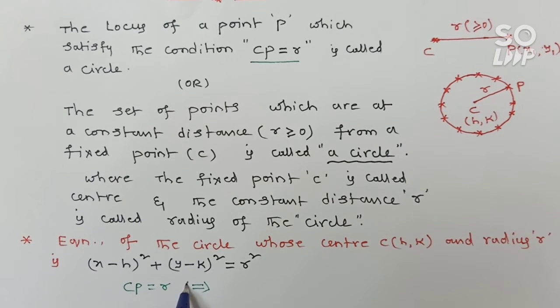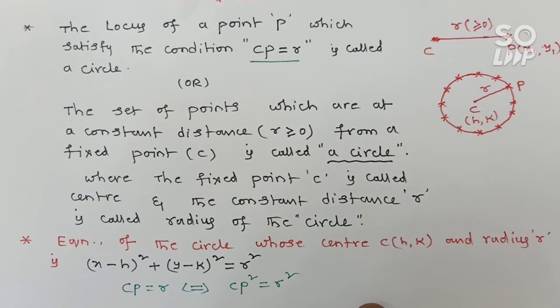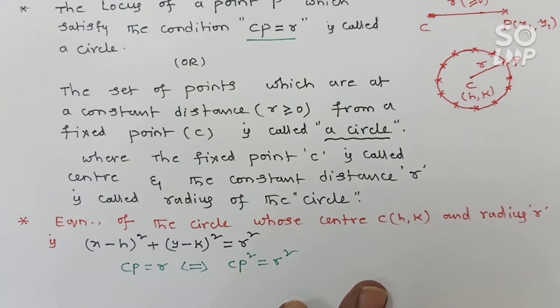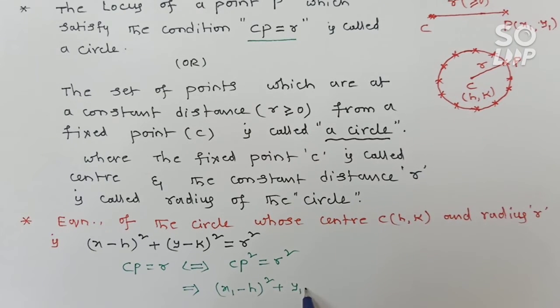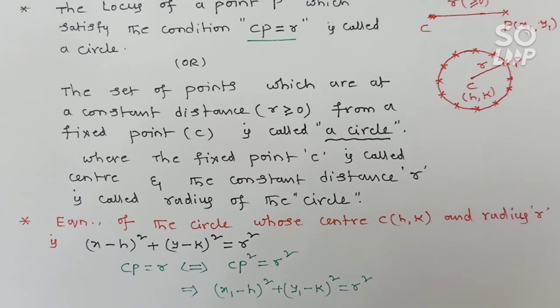That implies CP square is equal to R square. Now what is that CP square? CP is the distance between the center and the point P. That implies you can write that (x1 minus h) whole square plus (y1 minus k) whole square is equal to r square. What is meant by x1, y1 and h, k? x1, y1 is a variable point on the circle.